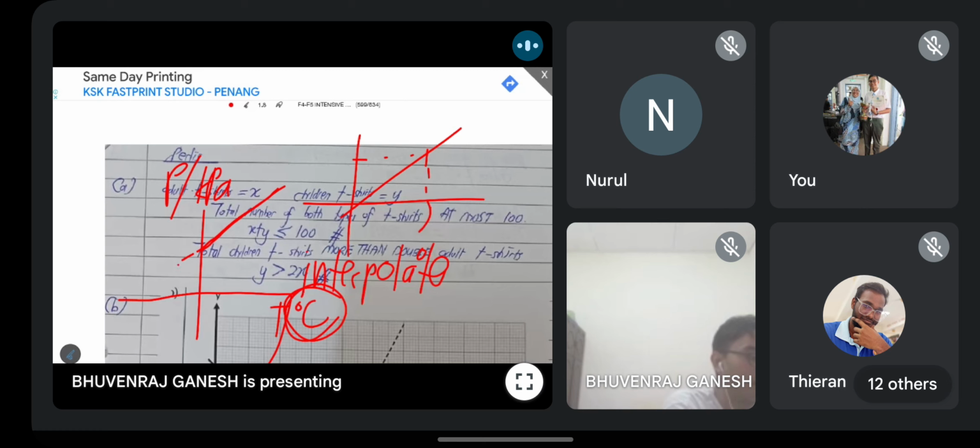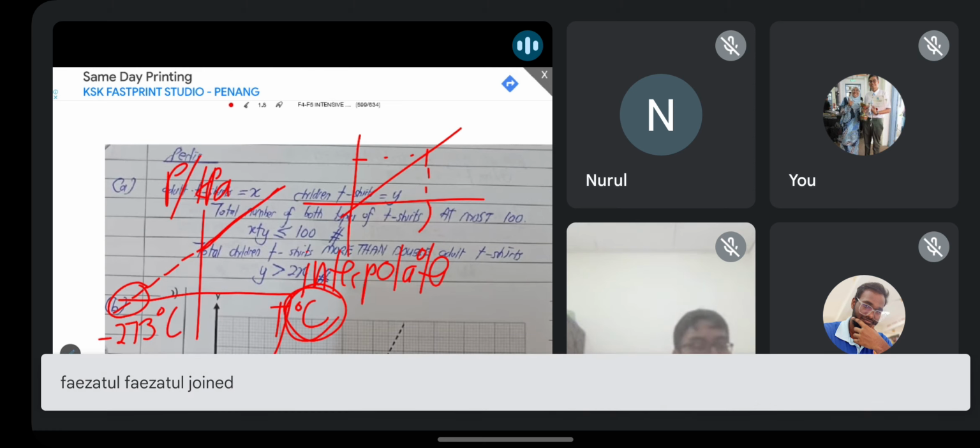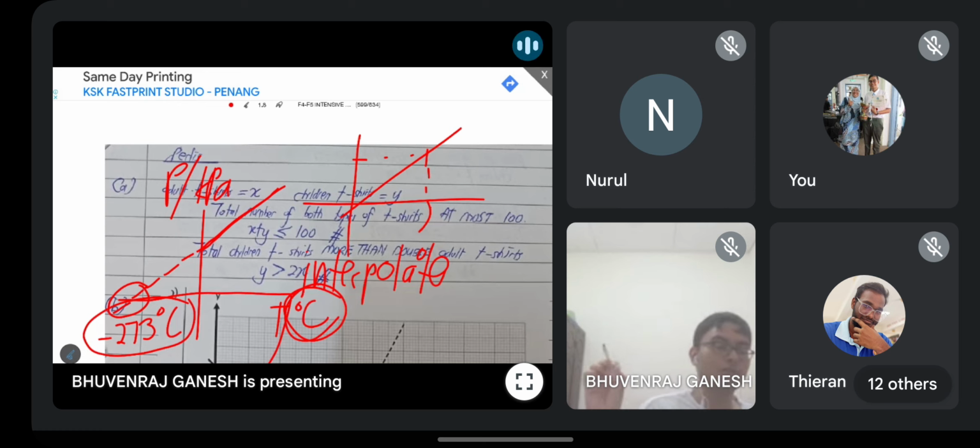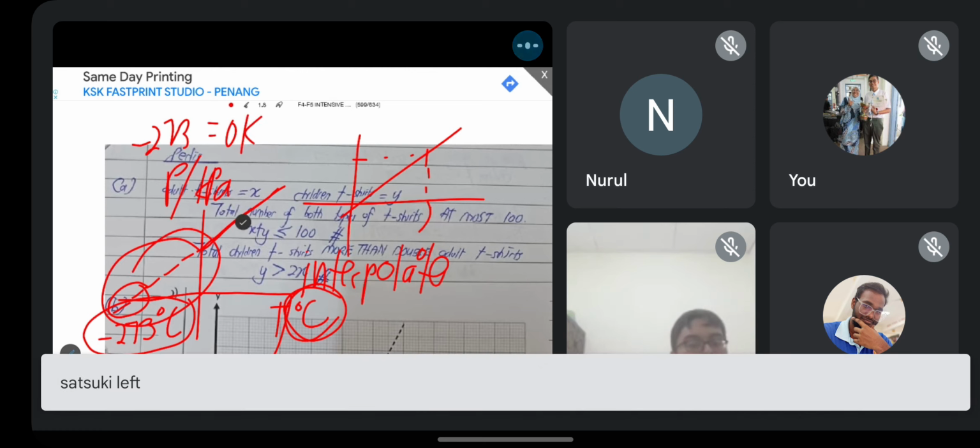So you must actually extend your graph until it reaches this temperature, which is called the absolute temperature. Am I right, guys? If I still remember my physics correctly, you will get negative 273 as your absolute zero temperature. Negative 273 is 0 Kelvin. So this method that I use here is called extrapolate.